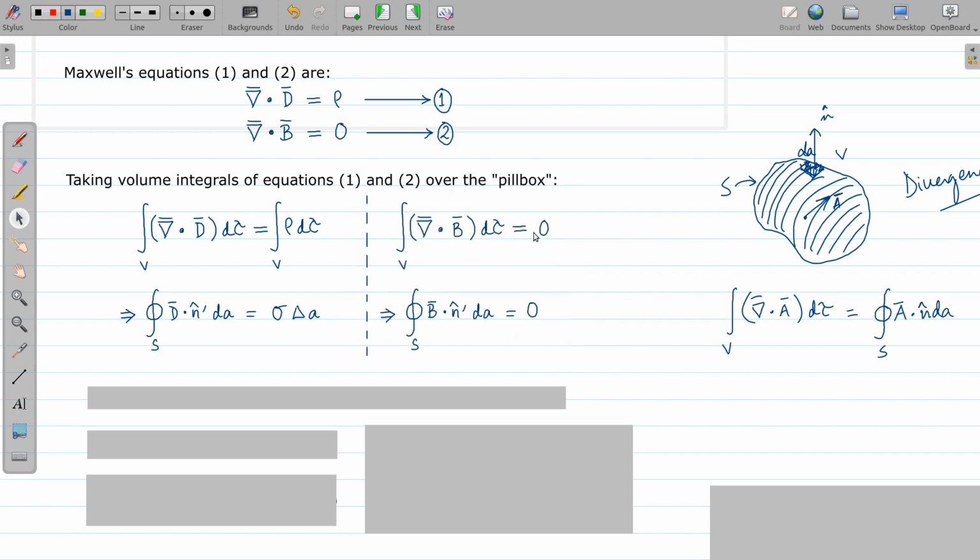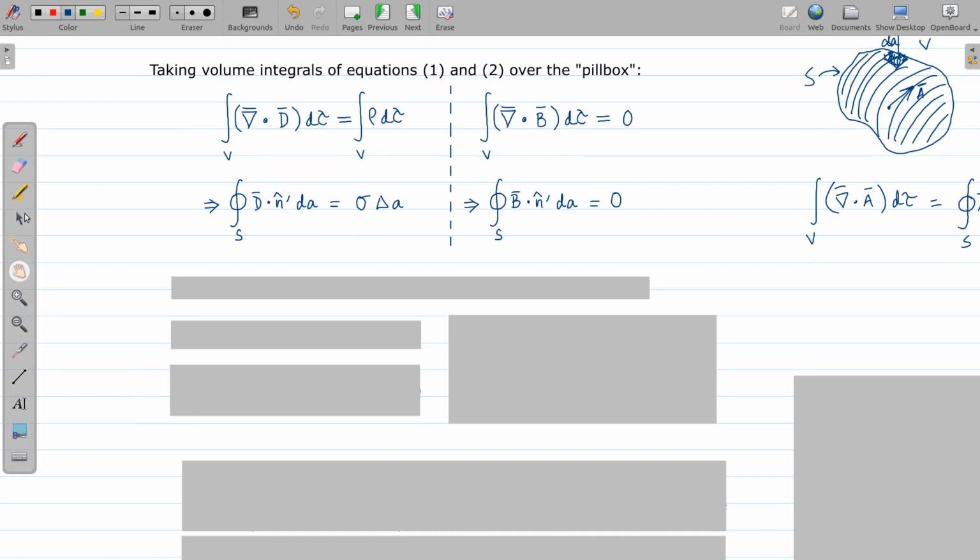Now in a similar way, if you integrate this one, the volume integration of the divergence of B, which is equal to 0 because the right hand side is 0, and then apply the divergence theorem, we have this. So we have these two equations.